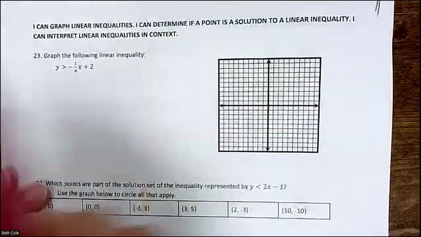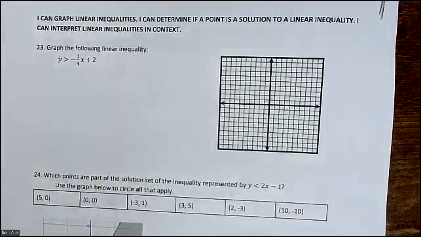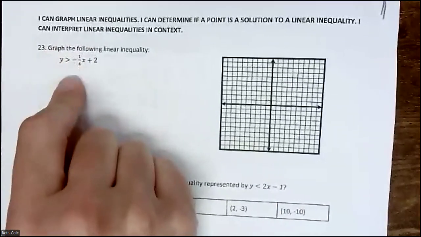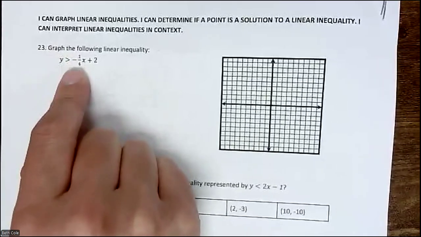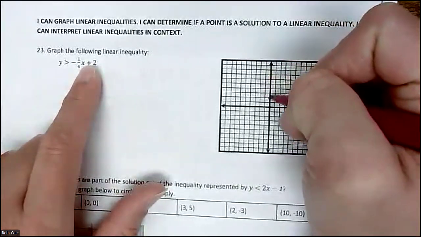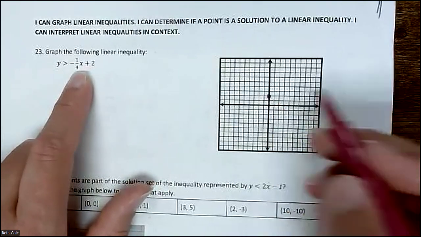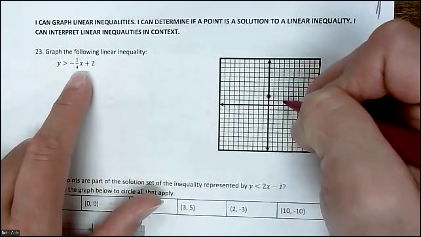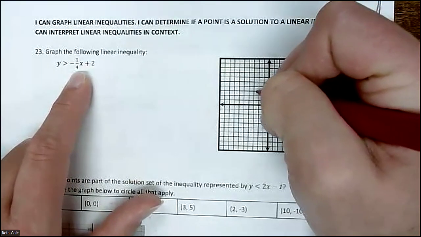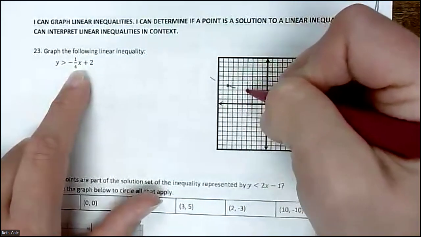All right. I can determine if a point is the solution to an inequality. How do you know? Stick with me for just a little bit longer here, guys. How do you know if it's a solid or a dotted line? Yeah, the line underneath the equal to. So this one would be dotted. Good. So you're going to start at 2. Count to 2 right there. Your slope is negative a fourth. So you're going to go down 1 over 4, down 1 over 4, down 1 over 4. And then dotted line.